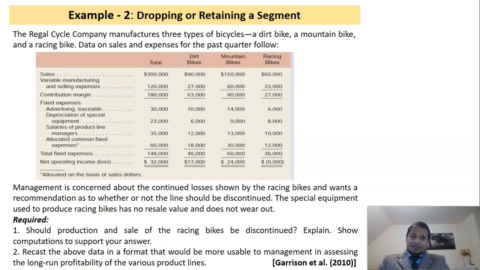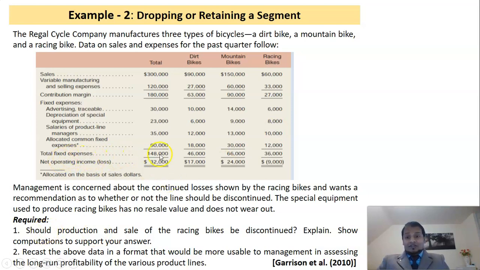It will stay in the business, and though you don't use it, your depreciation will continue. So if you use it, your depreciation will continue. If you don't use it, your depreciation will continue. That means if you close the shop, your depreciation will still continue. That means this is irrelevant because it is not changing.